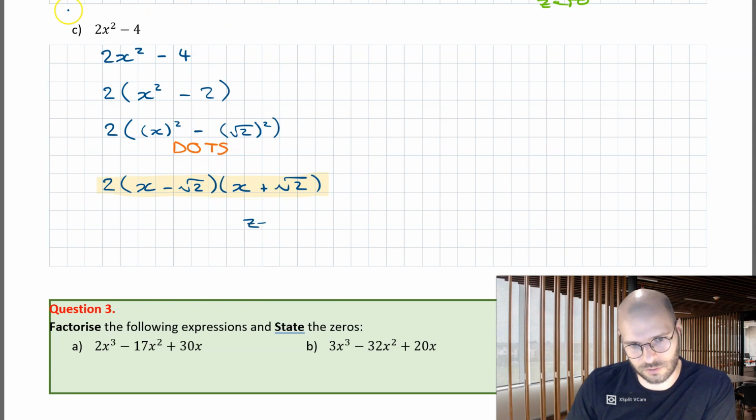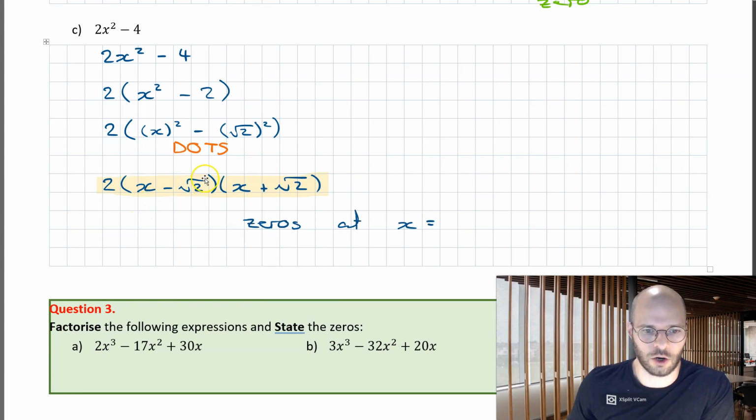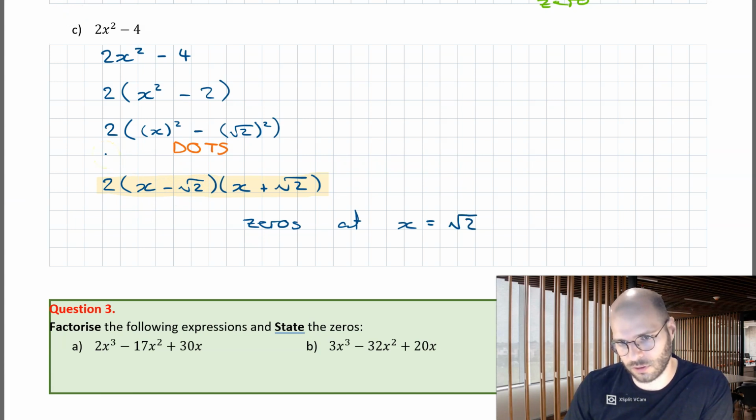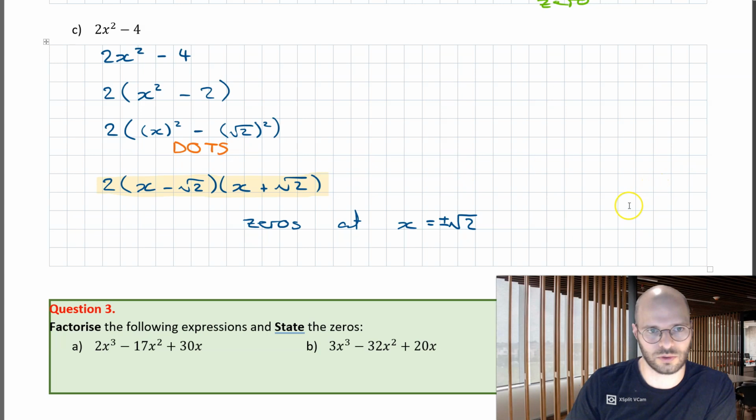Finding the zeros. First 0 is going to be the opposite of this term inside here, so if that's minus root 2, then it's plus root 2. And because this is a difference of 2 squares, the opposite 0 is at the opposite one, so you can say plus and minus. So 0 is at plus or minus root 2.